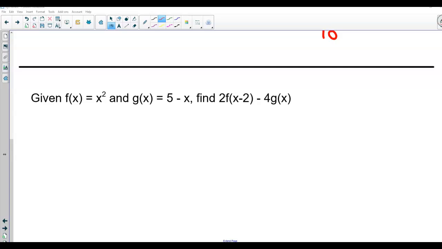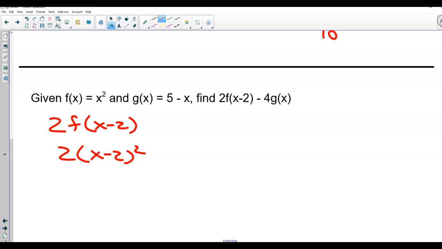f of x equals x squared, g of x equals 5 minus x. 2 times f of x minus 2. So 2 of f of x minus 2 is this. Wherever I see x squared, I plug an x minus 2 in for it. So it's 2 times x minus 2 squared. That's all f of x minus 2 is.